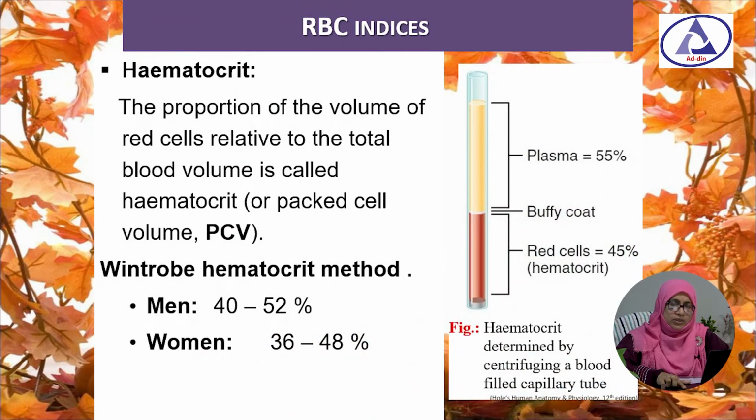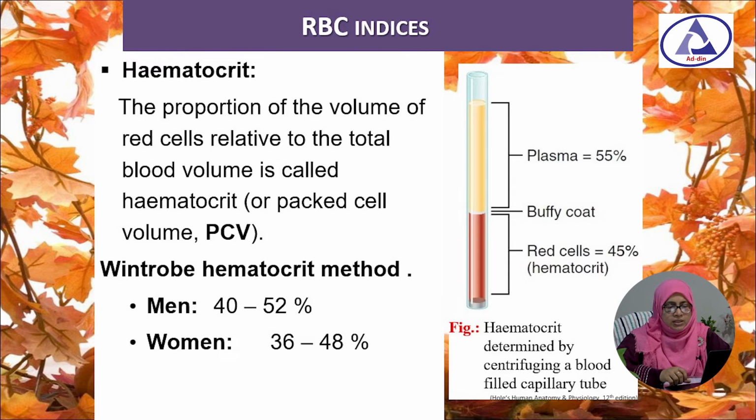Now we are going to discuss RBC indices. Firstly, what is hematocrit? The proportion of the volume of the red cells relative to the total blood volume is called hematocrit or packed cell volume, that is PCV. Hematocrit can be measured in different ways. In Wintrobe's method, it is usually 40 to 52% in males, and in women it is 36 to 48%. Hematocrit is usually expressed as a percentage.